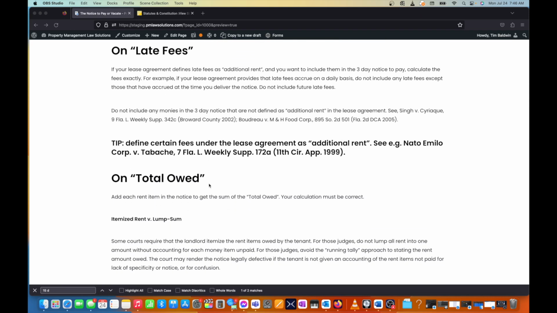Again, on late fees, they have to be defined as additional rent. So ensure that the lease agreement does in fact define late fees and other charges as well as additional rent.